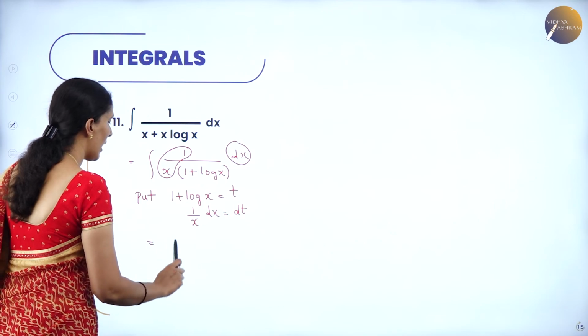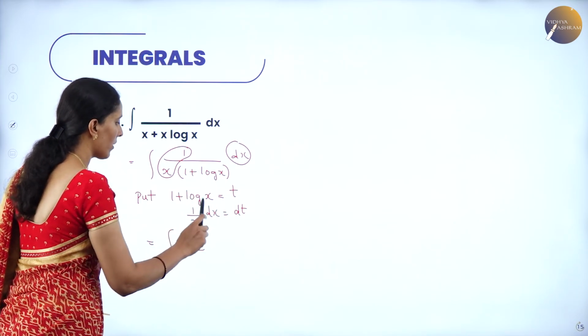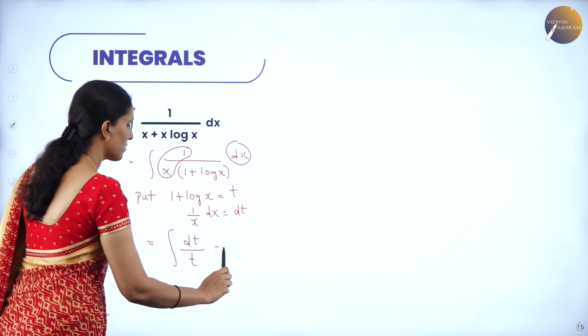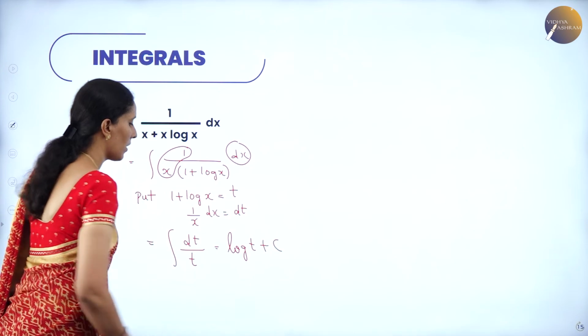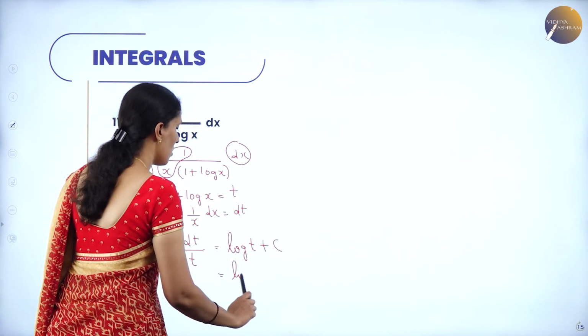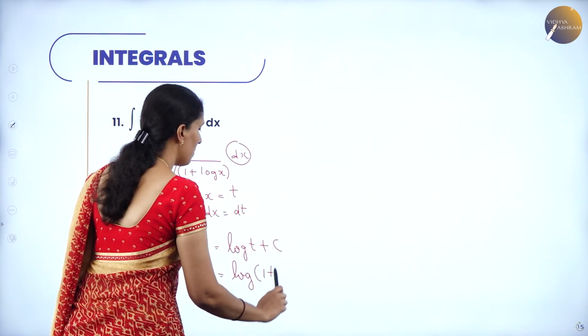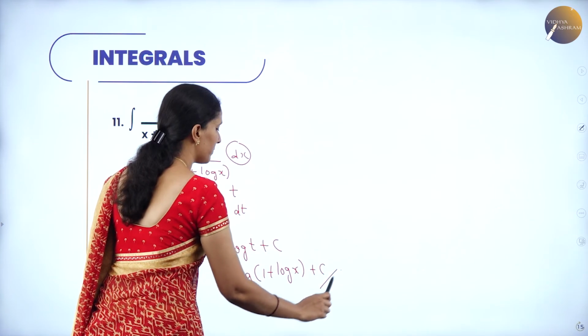So therefore I will get dt divided by 1 plus log x, which I have taken as t. So this becomes log t plus c. But what have I taken as t? 1 plus log x. So therefore this is log of 1 plus log x plus c.